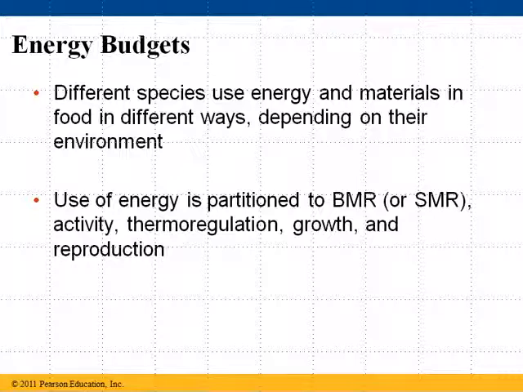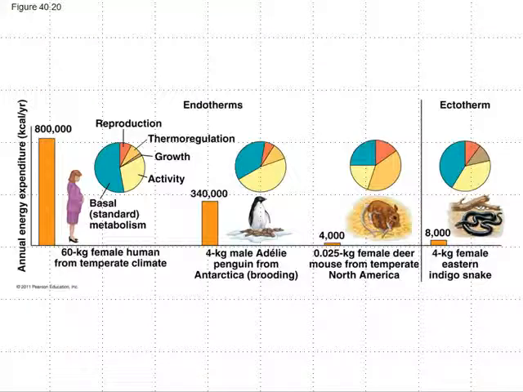So you can look at a pie chart for the energy budget for these 4 animals. You have a female human from a temperate climate, you have a male Adelie penguin from Antarctica who is brooding or keeping watch over an egg, you have a tiny little female deer mouse from temperate North America, and then you have a female eastern indigo snake. All of these 3 are endotherms. This one happens to be an ectotherm. But you can see the pie chart is slightly different for the various creatures.